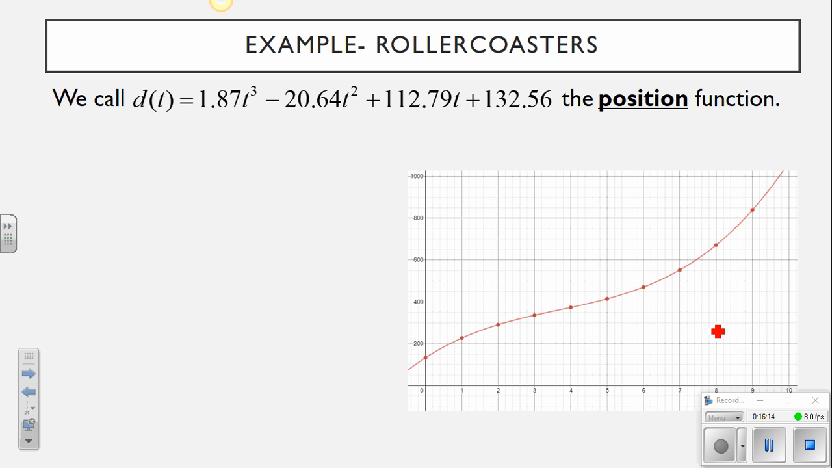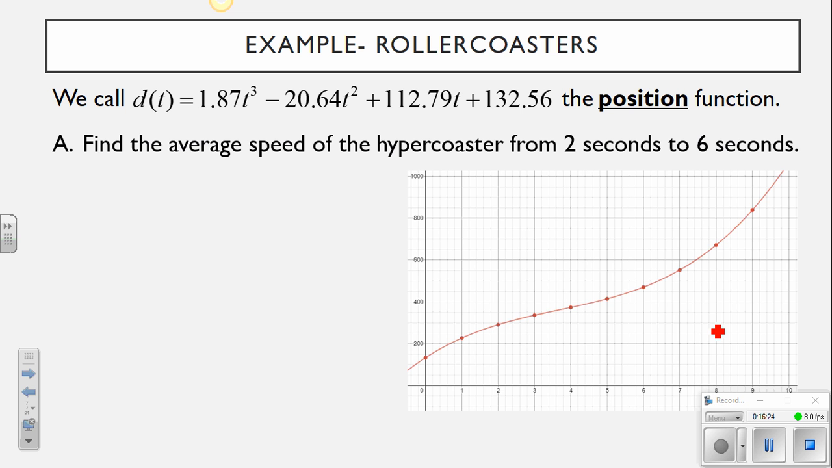But it's a position function. It measures feet. If you input time, measured in seconds, it gives you feet. So here, can we find the average speed of the hyper roller coaster from 2 seconds to 6 seconds? Yes. Basically, we're going from 2 to 6, and we're saying, what's the average rate of change over that time span?